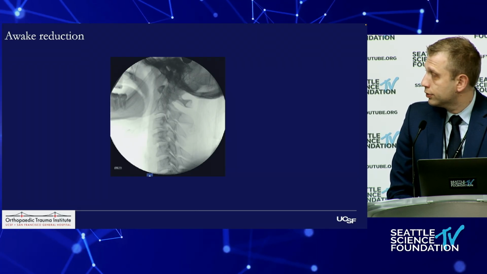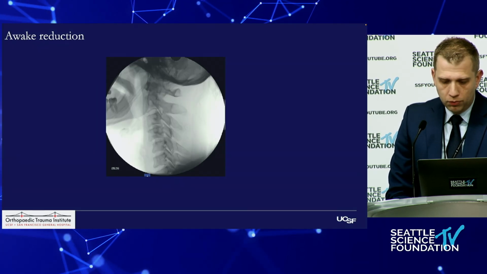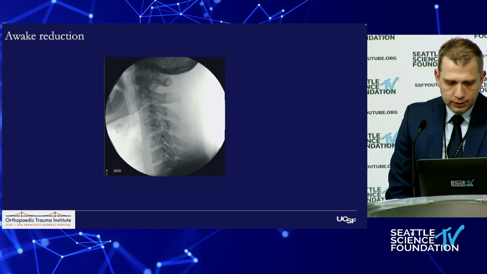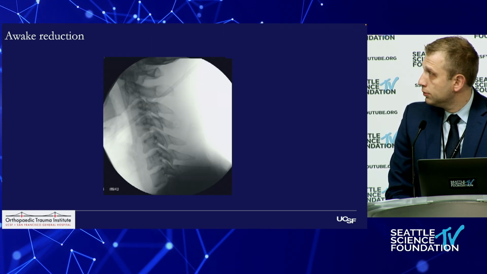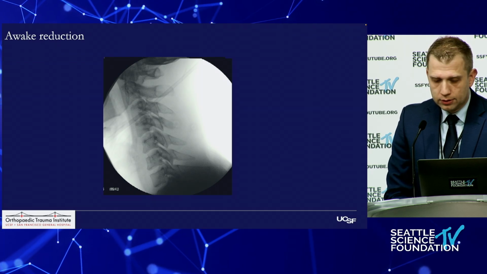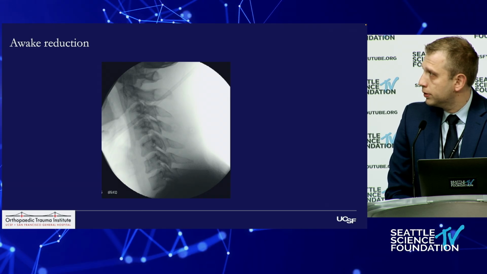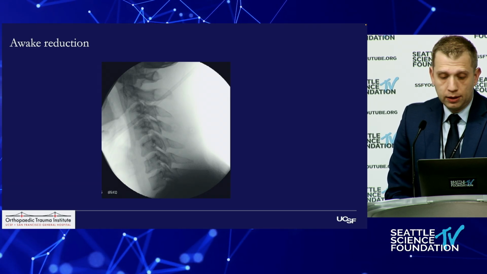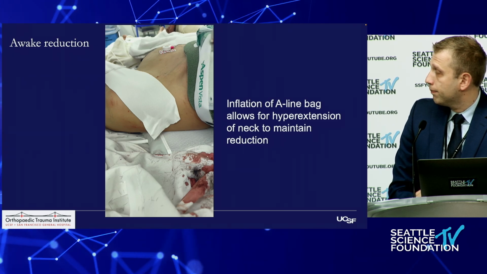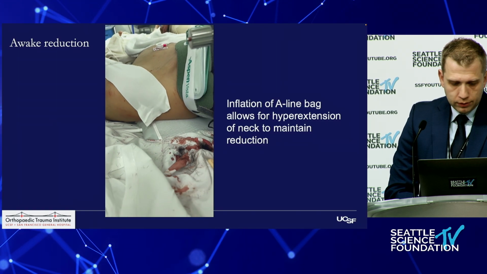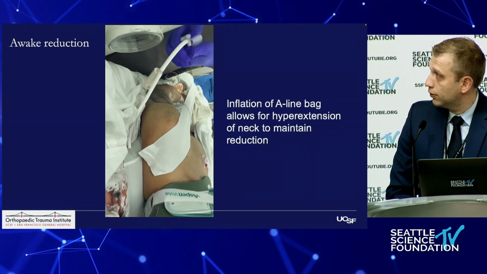And so here in this example, you have the jumped facets, and you can see we're adding more and more weight. And once it's out to length, we hear the click, it gets reduced, or we feel the click. And then now we want to put them in extension to stabilize the spine. That's when we inflate the A-line bag to get hyperextension and lock them down, which you could see in this video over here.